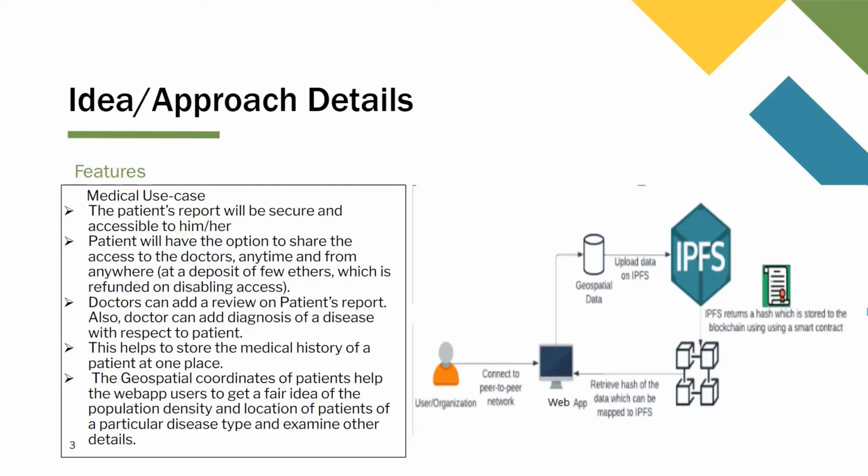Fifth, the geospatial coordinates of a patient help the web app user get a fair idea of the population density and location of patients of a particular disease type. So the flow of our application is: a user or organization connects to a peer-to-peer network, and using our web app, geospatial data can be uploaded on IPFS. The IPFS returns a hash which is stored in the blockchain using a smart contract. The hash can be retrieved from the blockchain, which can be mapped to IPFS.